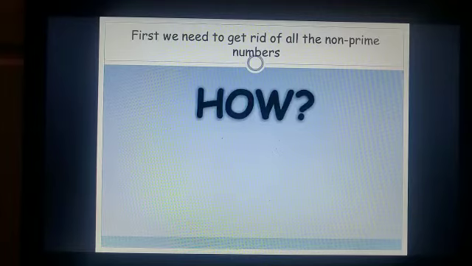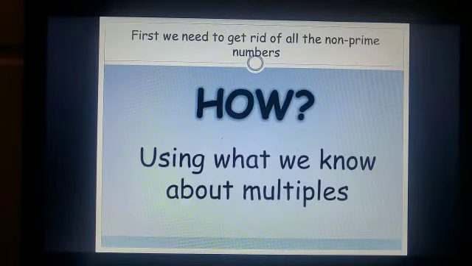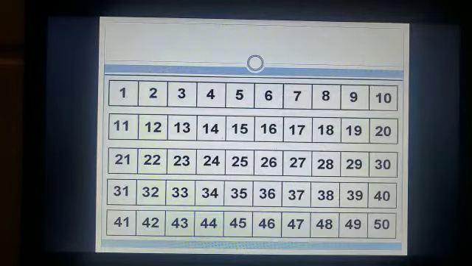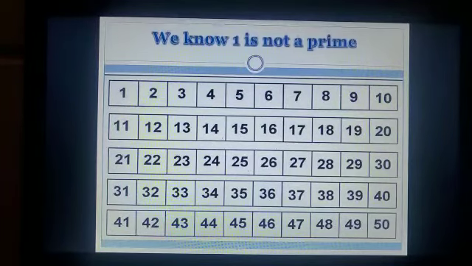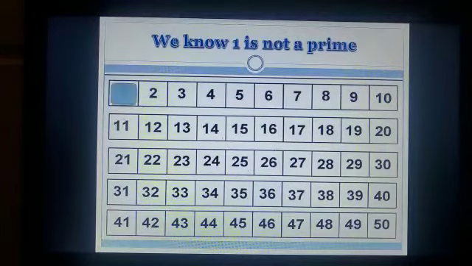But how are we to get rid of all the non-prime numbers? We're going to be using what we already know about multiples. So here's my grid of 1 to 50. As I said, we're going to get rid of all the non-prime numbers to find the prime numbers between. We know 1 is not a prime number, so we're just going to get rid of that.